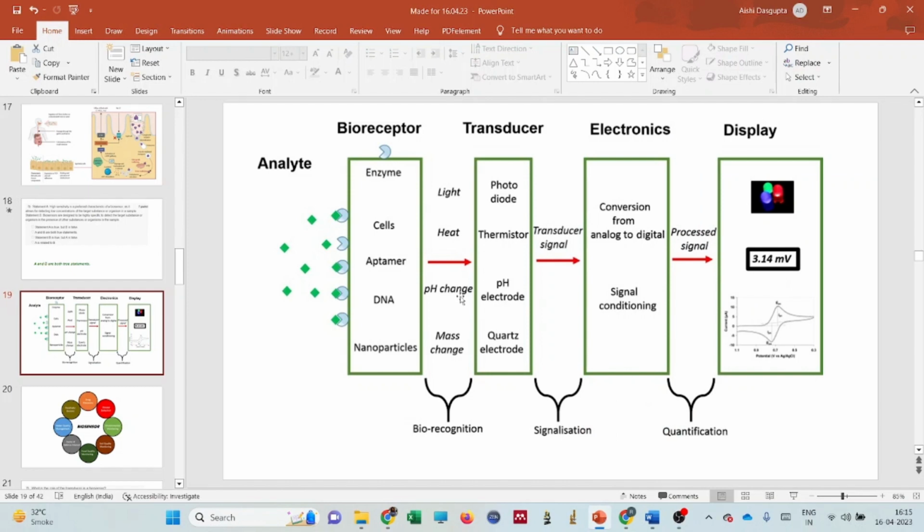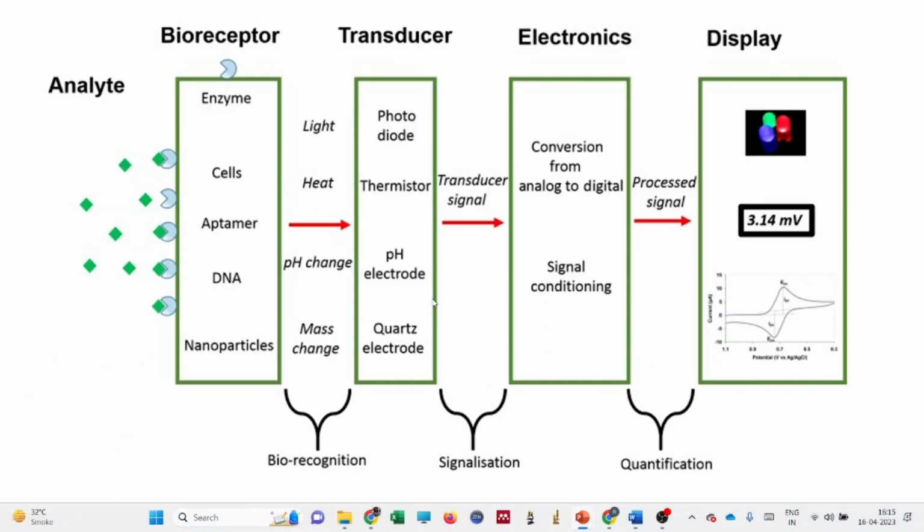Next we have the transducer. The transducer is basically an element that converts one form of energy into another. In a biosensor, the role of the transducer is to convert the biorecognition event into a measurable signal. This process of energy conversion is known as signalization. Most transducers produce either optical or electrical signals that are usually proportional to the amount of analyte-bioreceptor interactions.